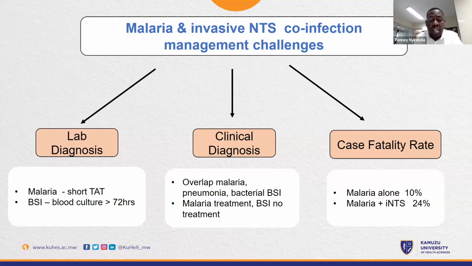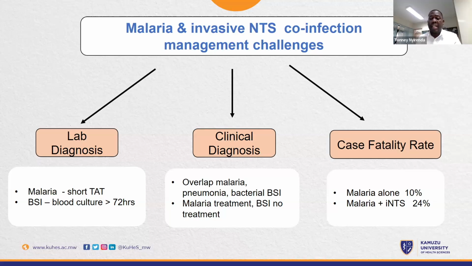In terms of clinical diagnosis, it tends to be a challenge for clinicians because there is an overlap in the clinical presentation of malaria, pneumonia, but also other bacterial bloodstream infections, including non-typhoidal Salmonella. Then for treatment, because diagnosis is easier for malaria and it's more common, if a child presents to hospital, they can easily be put on treatment for malaria, while bloodstream infections may be ignored, only for the child to come later on with a more severe disease.